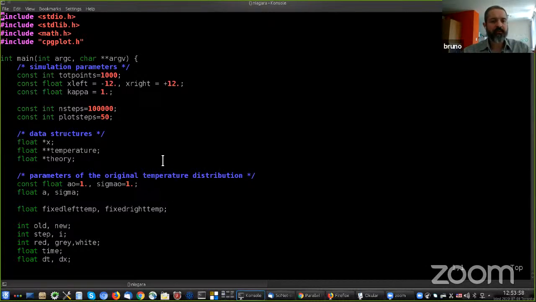Those are the parameters for the initial temperature distribution. It's going to be just a Gaussian. So this is the original amplitude, and this is the original sigma that you can think of as the standard deviation of the Gaussian, right?